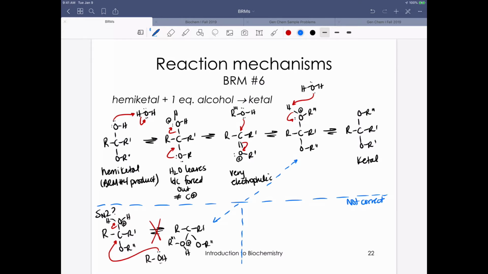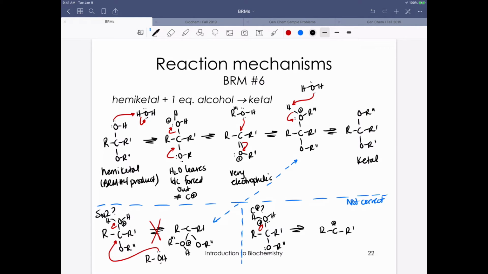The other mechanism I'll comment on that I frequently see is carbocation formation. So again, starting with our same protonated hemiketal here. Oftentimes people want to take the first step here and just have this good leaving group leave, and then we'll be left with this carbocation intermediate.